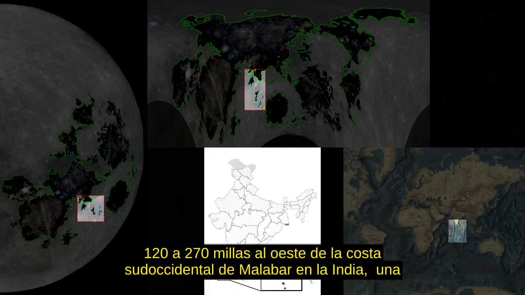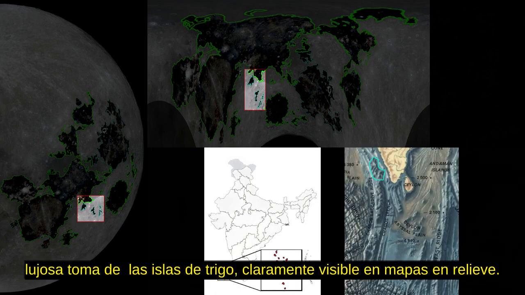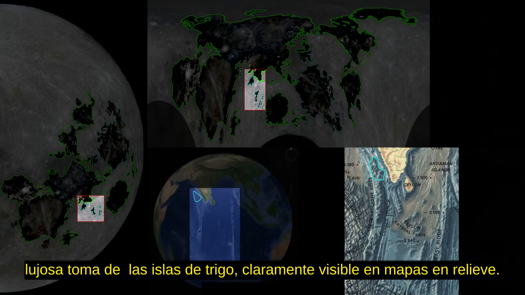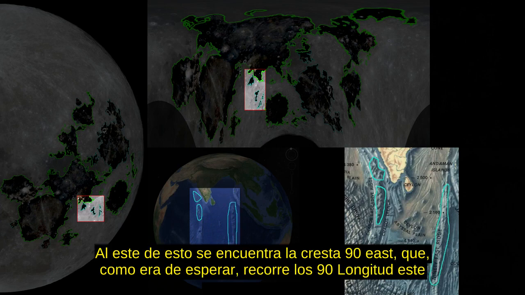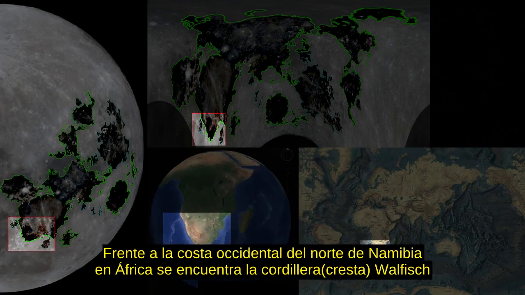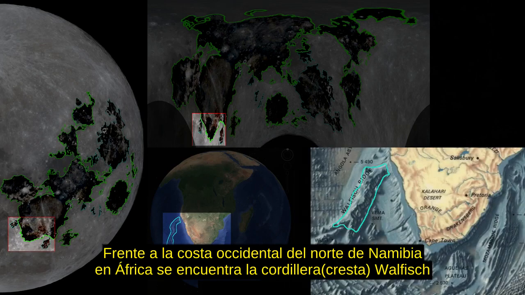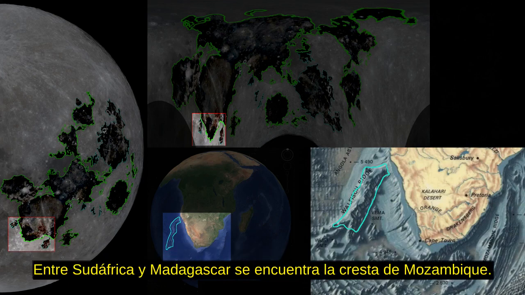120 to 270 miles west of the coast of India's southwestern Malabar coast lie the Lakshadweep Islands, clearly visible on relief maps. 450 miles south of this, along the Chagos-Laccadive Ridge, are the Maldives. East of this is the 90 East Ridge, which, unsurprisingly, rides the 90 east longitude. Off the western coast of northern Namibia in Africa lies the Walvis Ridge. Between South Africa and Madagascar is the Mozambique Ridge.